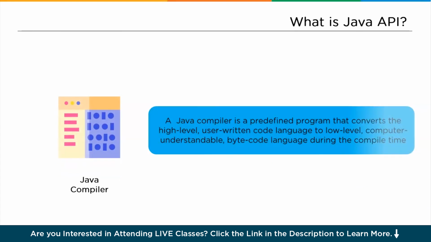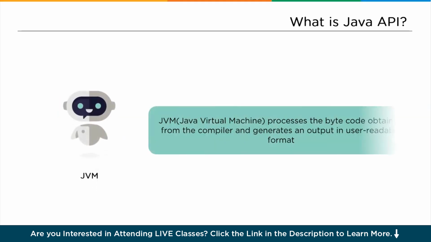So at first we have the Java compiler. The Java compiler can be defined as a software program that is designed to convert the high-level, that is the user-written or user-readable code, into the computer-readable code, that is the machine-level or byte code. So this particular byte code will be transferred to the next stage where we find the JVM. So what is JVM? JVM is an abbreviation for Java Virtual Machine. So Java's Virtual Machine is responsible for processing all the byte codes and providing an output to the user.